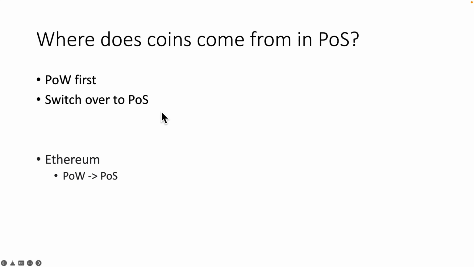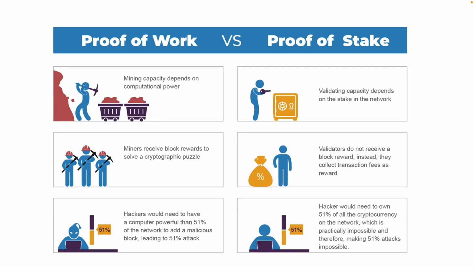So all the Ethereum coins the network has now were obtained by mining before. So how did a cryptocurrency like Ethereum switch over from proof of work to proof of stake? There must be some reasons, right? Reason one is apparently the energy usage.